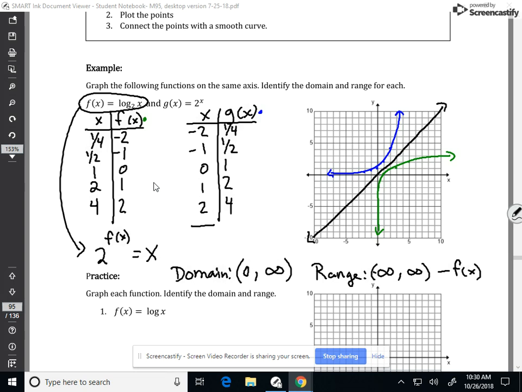And for g of x, because I'm running out of room, g of x is the blue function, right? The domain there is from negative infinity to positive infinity for the x values. And then the range is from 0 to positive infinity. So I want you to see that when we compare a function to its inverse, the domain and range swap between the function itself and its inverse.